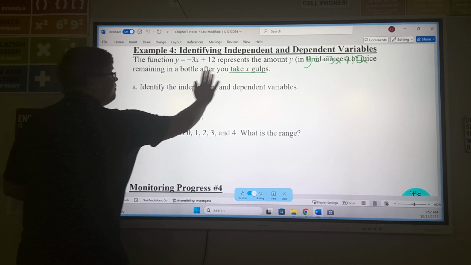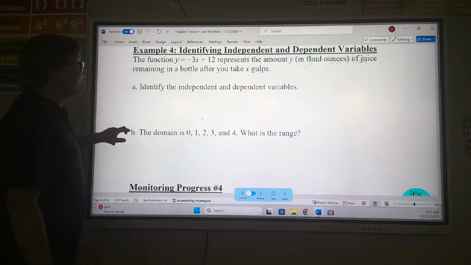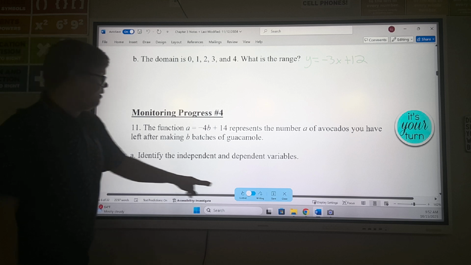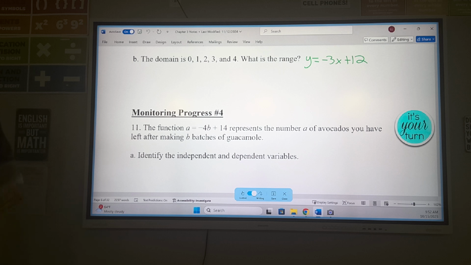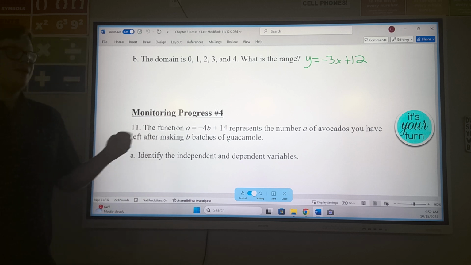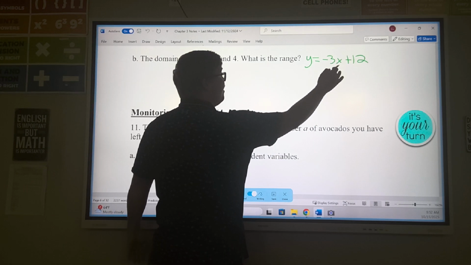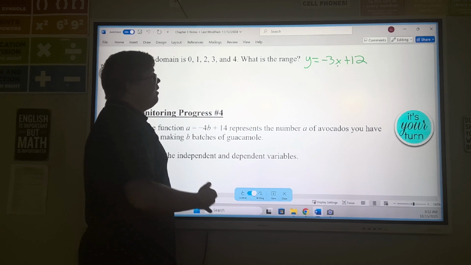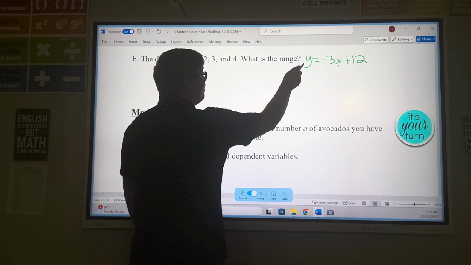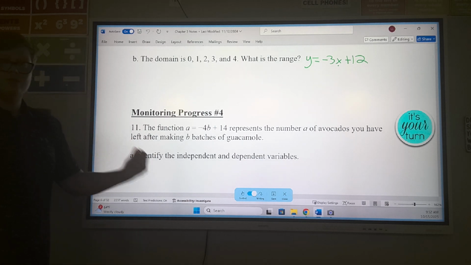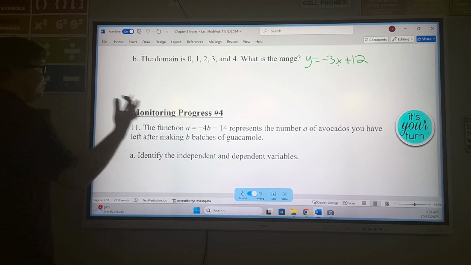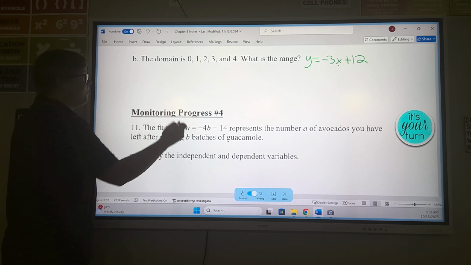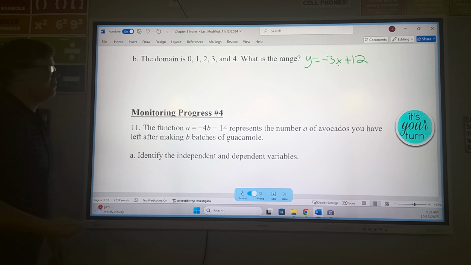Go ahead and scroll down and give me some room. Okay, the domain is 0, 1, 2, 3, and 4. What is the range? The domain typically is represented by x, or the independent variable. We know that gulps was the independent variable, so gulps needs to be here. That's what we're putting in, right? And the amount of juice is going to be our y, because that's what we're getting out of this. We'll call it an experiment. So, in order to find our y's, we have to plug all of these in for x.